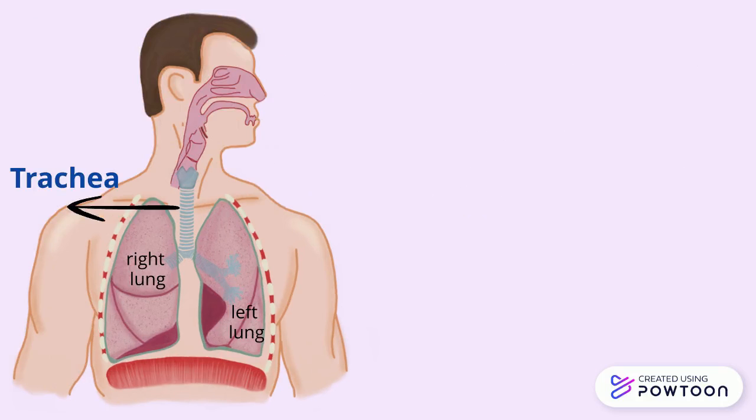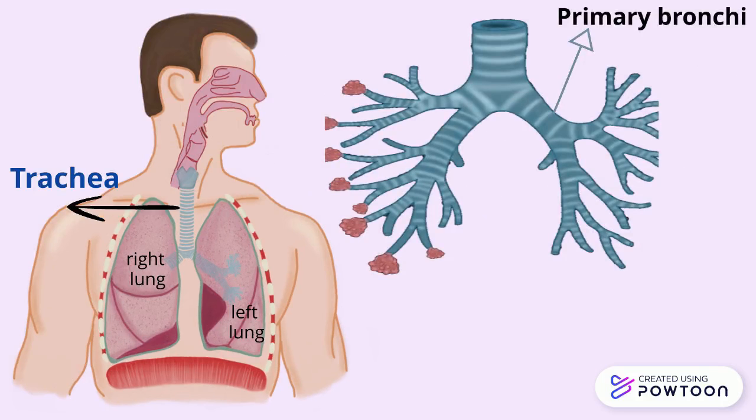The trachea is divided into two ducts, or primary bronchi, one directed to the left lung and the other directed to the right. Within each lung, the primary bronchi are subdivided into secondary and tertiary bronchi and so on until they reach the smaller conduction airways or terminal bronchioles.